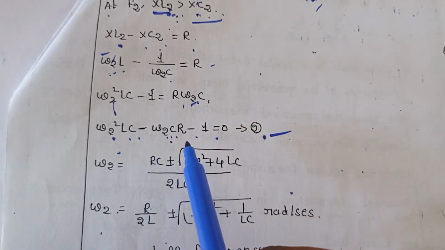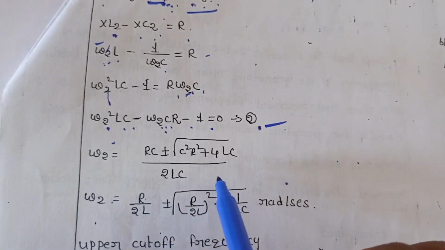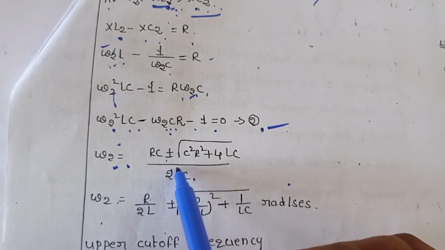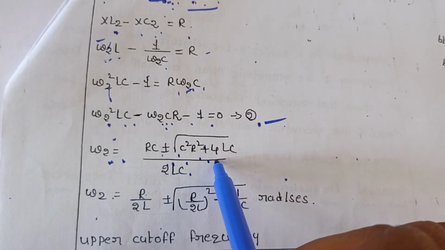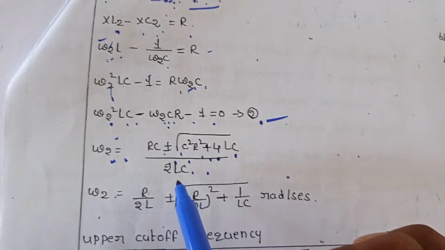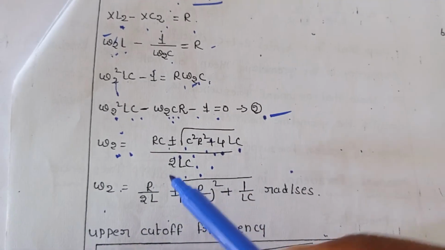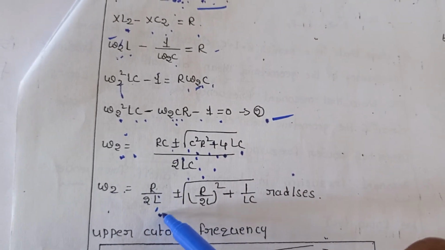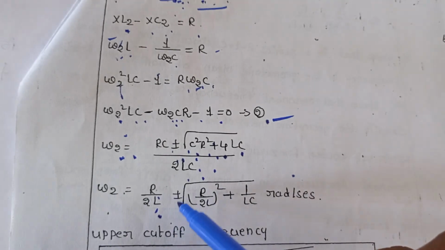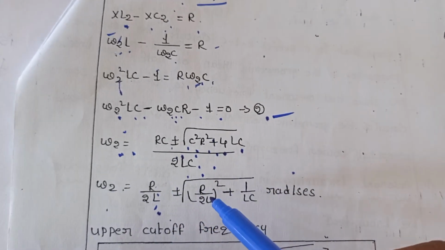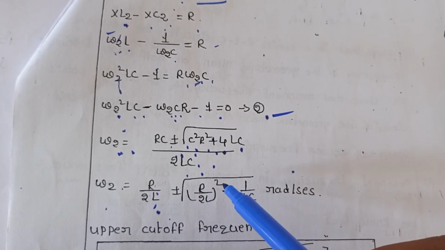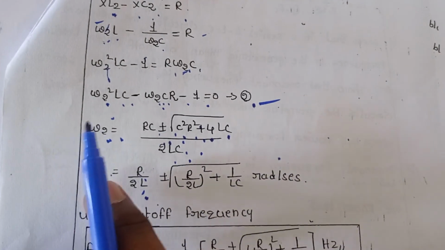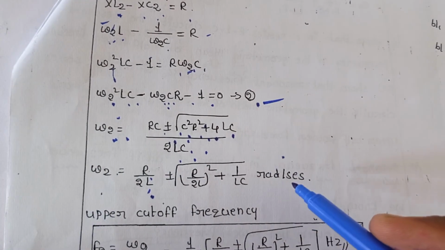Simply move all the terms except omega 2 to this side, then we will get this equation, that is omega 2 equal to RC plus or minus root of C square R square plus 4LC by 2LC. Simplifying this equation, we will get R by 2L, because this C and C get cancelled, plus or minus root of R by 2L whole square plus 1 by LC radians per second. This is the higher cutoff frequency in terms of radians per second.